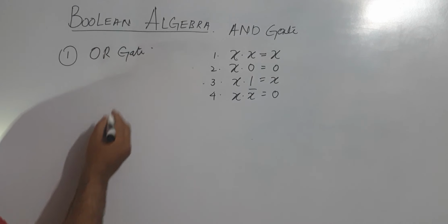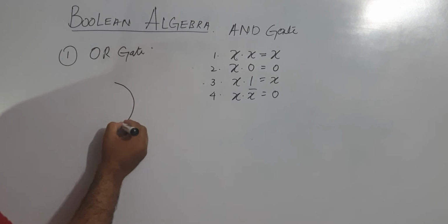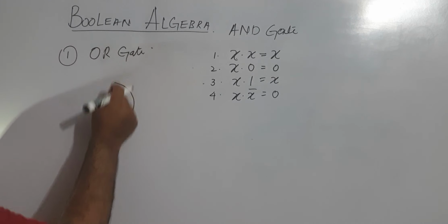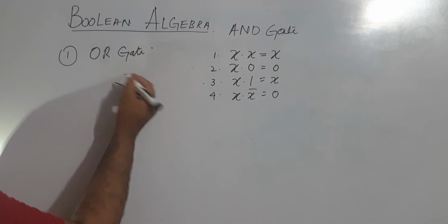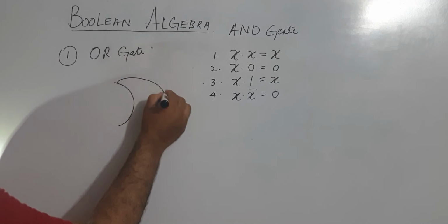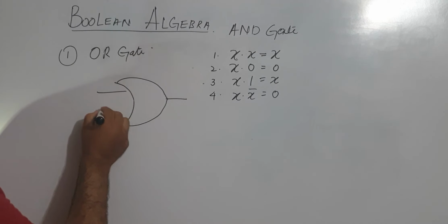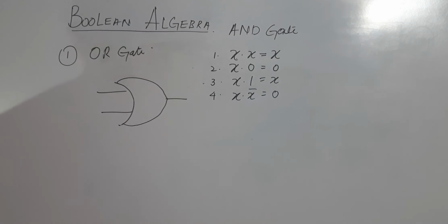You know about the symbol of the OR gate. In the AND gate you have seen it was straight, but right now it is a curve, just like an arc, and we have another arc here, and this is a third arc. So this will make the OR gate. Now here we suppose we have a two-input OR gate, with one output.